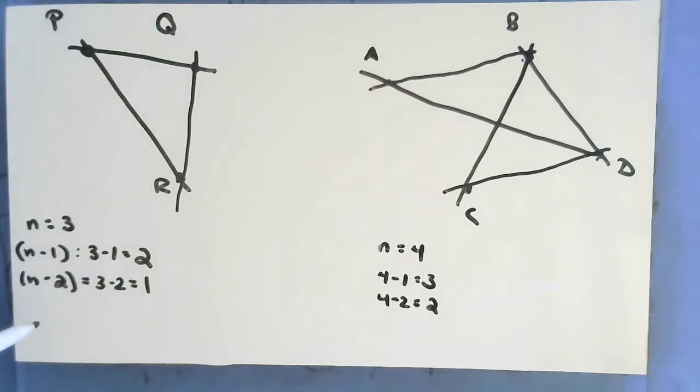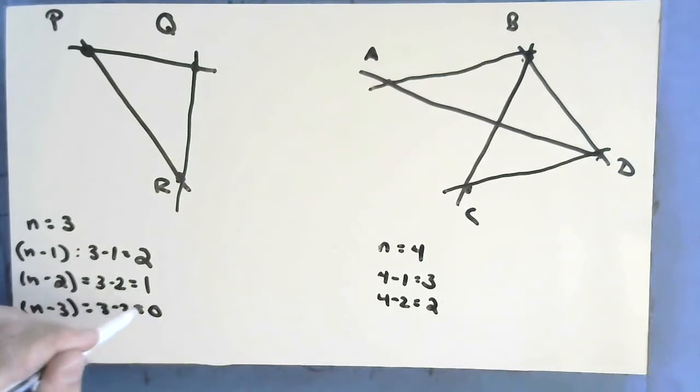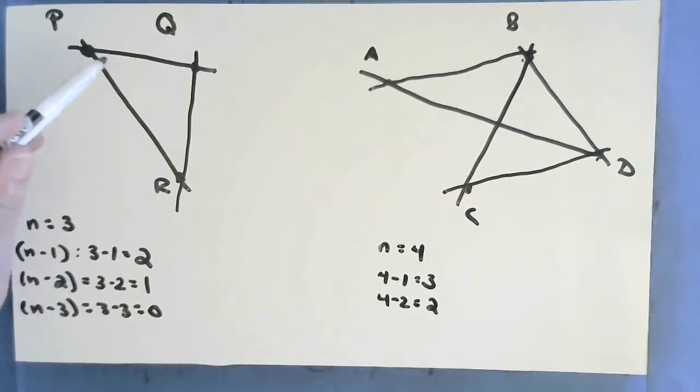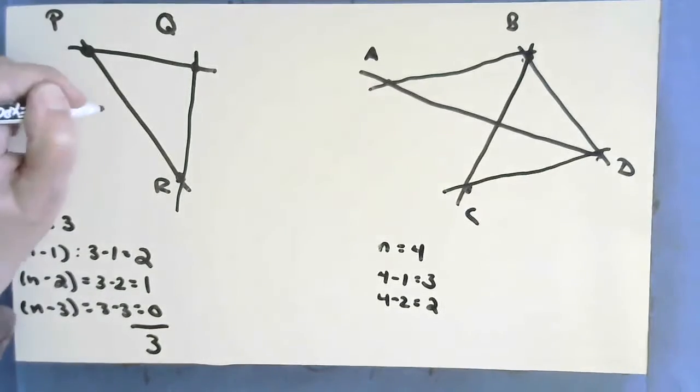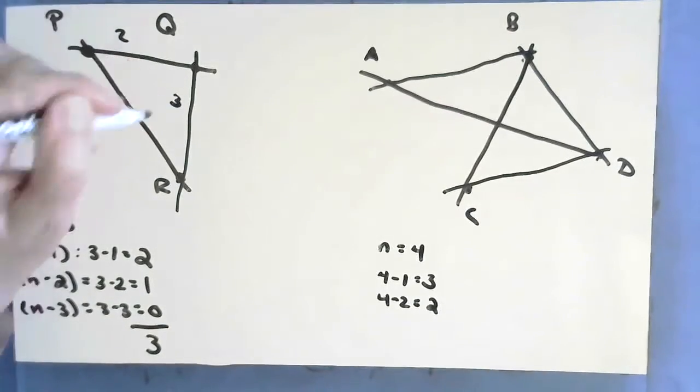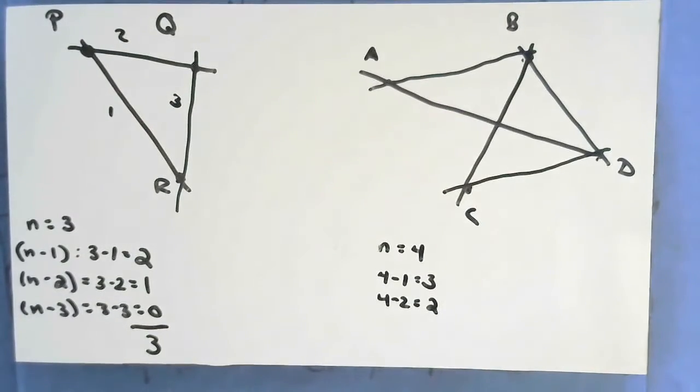Now here, n minus 3 is 3 minus 3, that's 0. There are no other points that can be connected. All the points are connected with all the other points. And so we got a total of 3 lines, which is what we expected, or what we saw in part A.